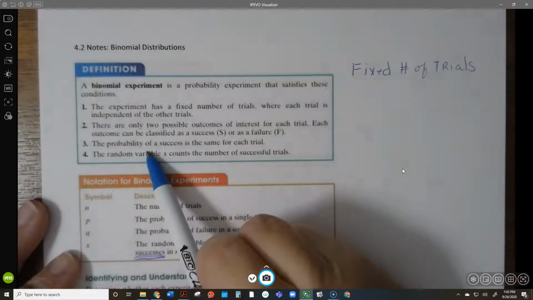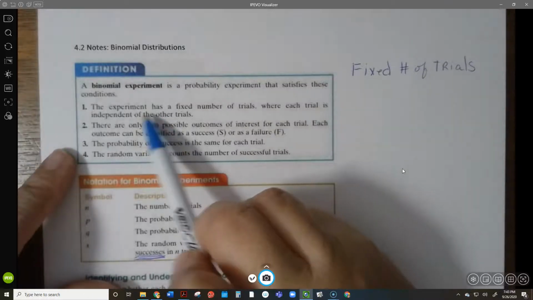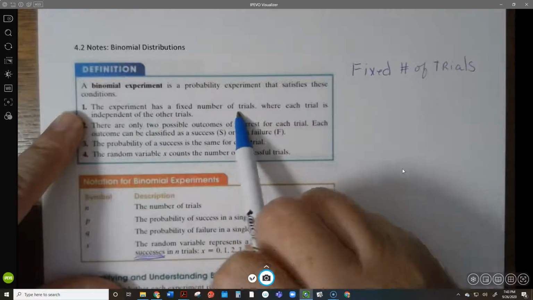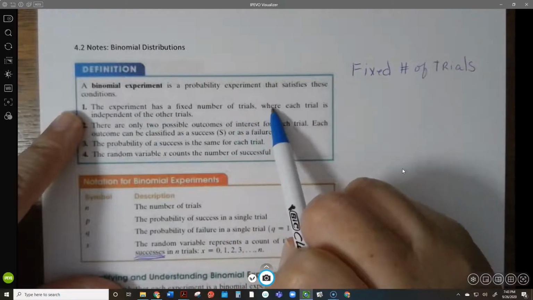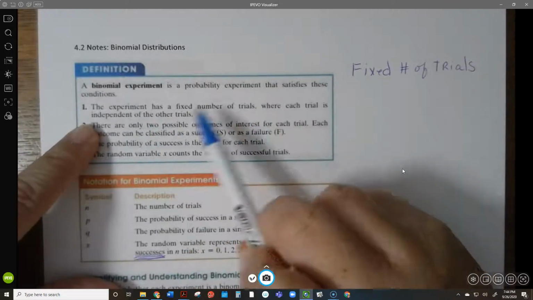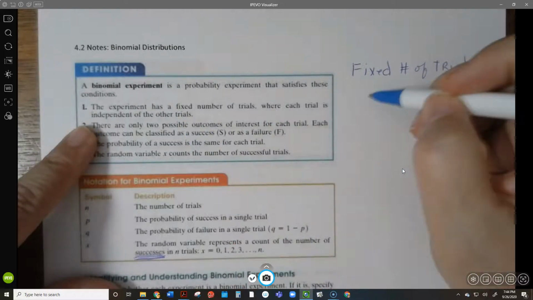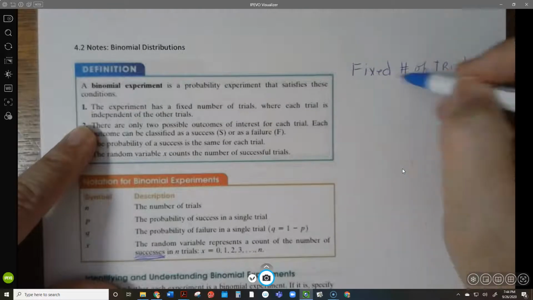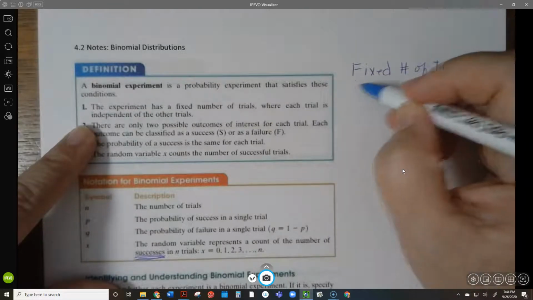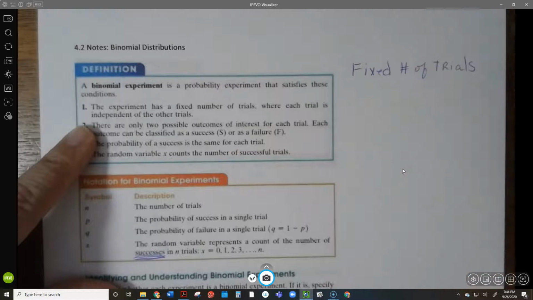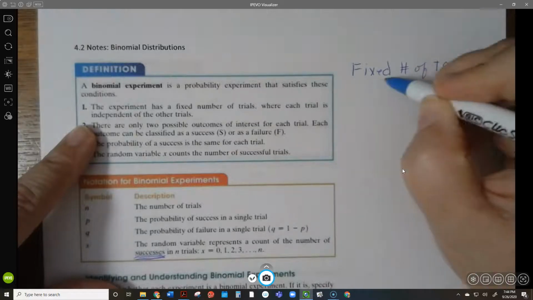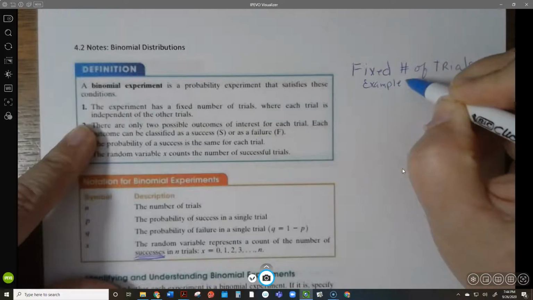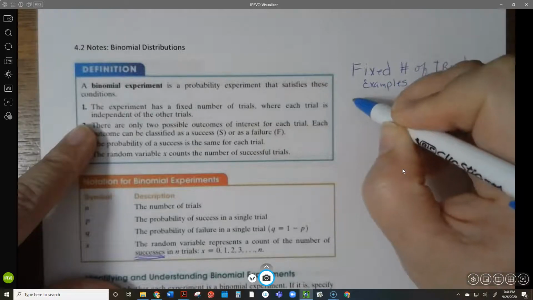So here are the conditions. There's 4 of them. And the first thing it says is that the experiment has to have a fixed number of trials, where each trial is independent of the other trials. So this is sometimes hard to understand, so I'm going to give you a few examples. Fixed number of trials. It's certainly a short list, but it might help.